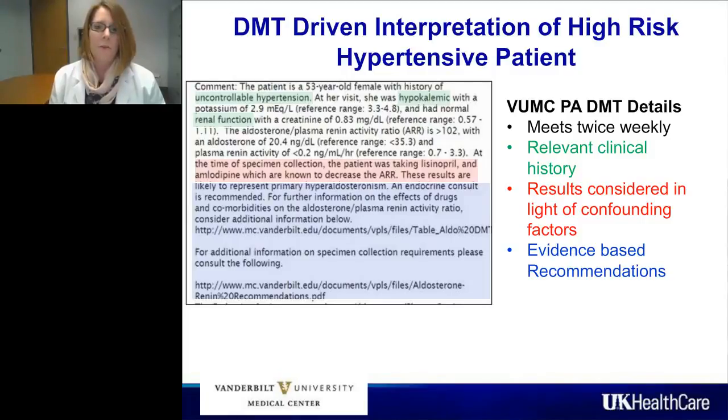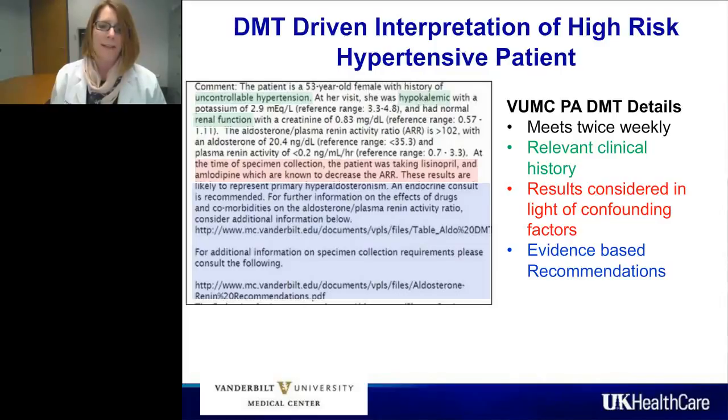On the left, I've shown you an example interpretation for the primary aldosterone diagnostic management team. And here we show what makes this patient high risk and why this should have been ordered. She has uncontrollable hypertension, which is shown here. She was hypokalemic, which is also an indicator of primary hyperaldosteronism, with normal renal function. We considered these results in light of the medications that she was taking. She was taking 2 antihypertensive medications, lisinopril, an ACE inhibitor, and amlodipine, a calcium channel blocker.